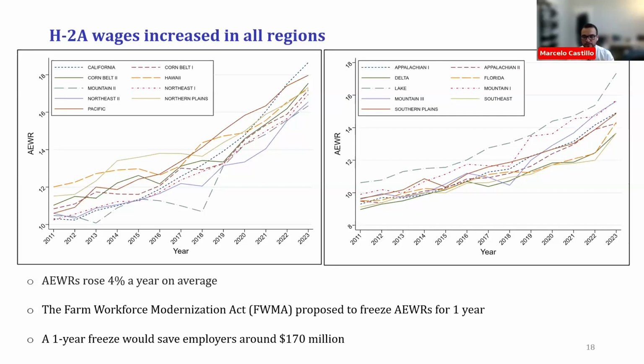And though I'm not going to go into a lot of detail, the last thing we do in our most recent report is to use some super simple methodology to estimate that freezing the AEWR for 1 year would, quote unquote, save H-2A employers around $170 million.